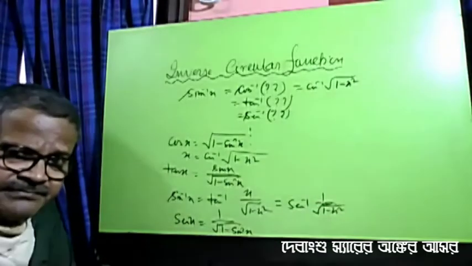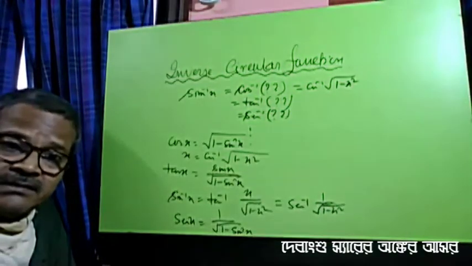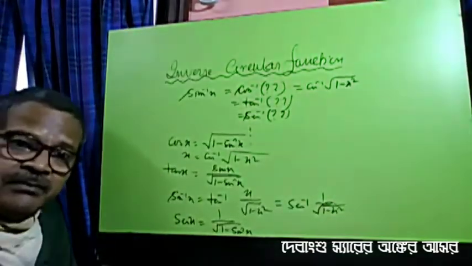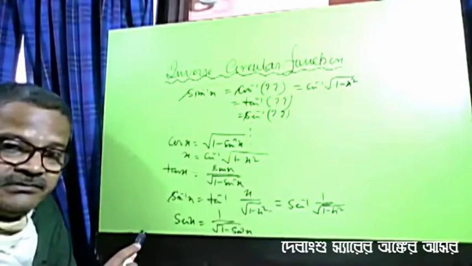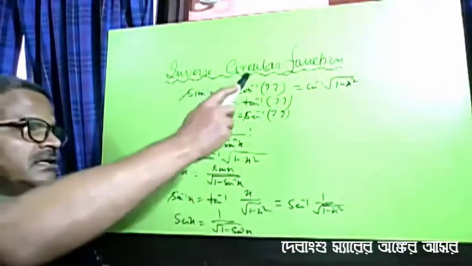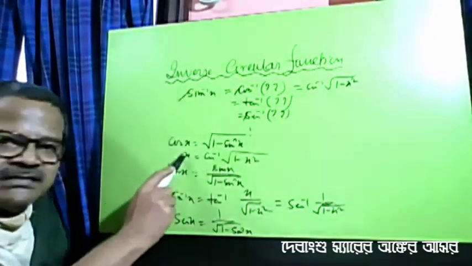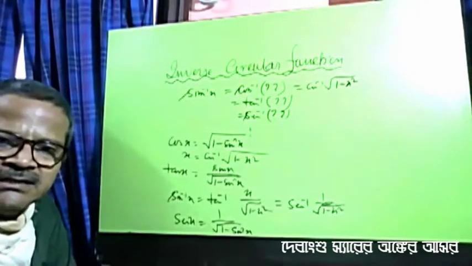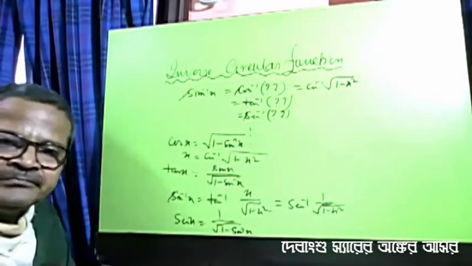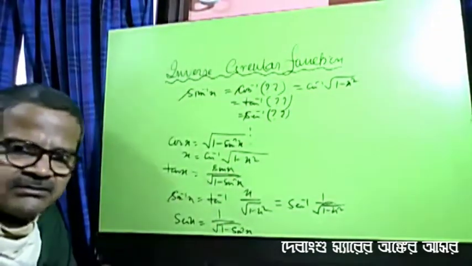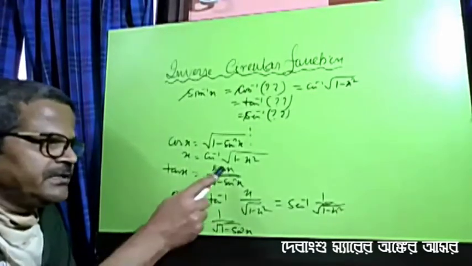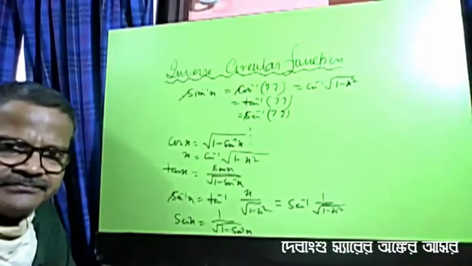Can you write the others? These are the methods to remember the conversion method. To remember the conversion method, go to class 10, 2 years back. Cos x is root over 1 minus sin square x. So sin inverse x is cos inverse root over 1 minus; replace sin x by x, so sin square x becomes x square. Tan x is sin x by root over 1 minus sin square x. So sin inverse x is tan inverse; replace sin x by x, so it becomes x by root over 1 minus x square, like this.